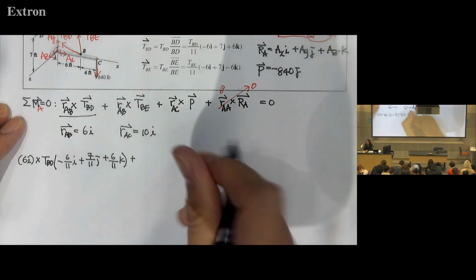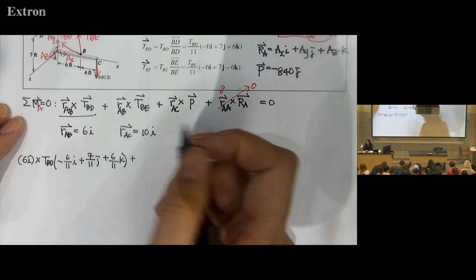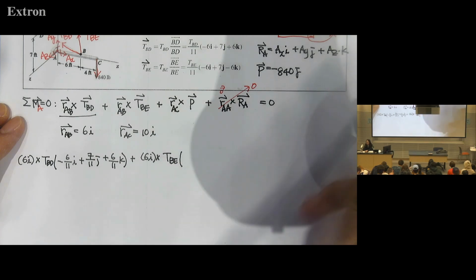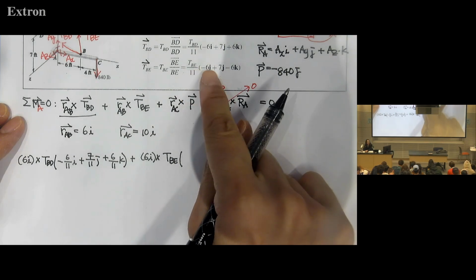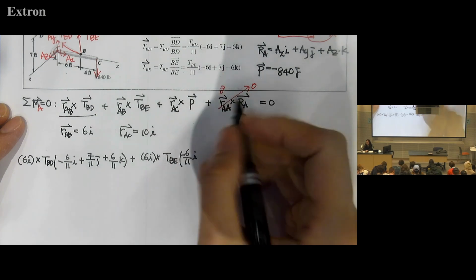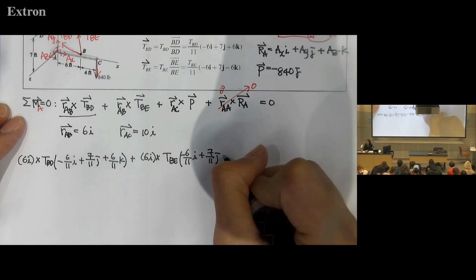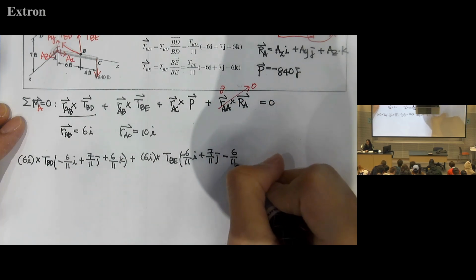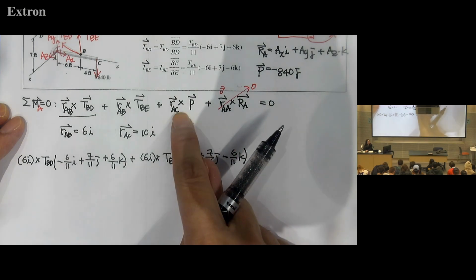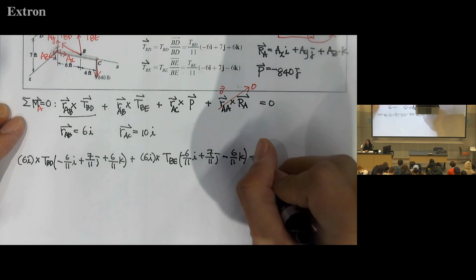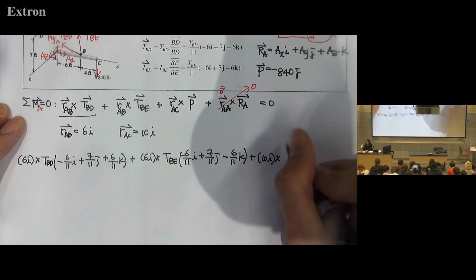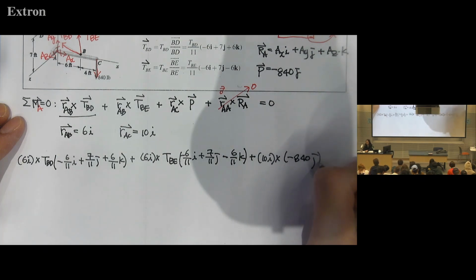Okay, and then the next term here, RAB cross TBE. So it's the same. So 6i cross TBE, unknown tension, and then minus 6 over 11i, 7 over 11j, minus 6 over 11k. Okay. And then the third term, RAC, 10i cross P, minus 840j, equals 0.